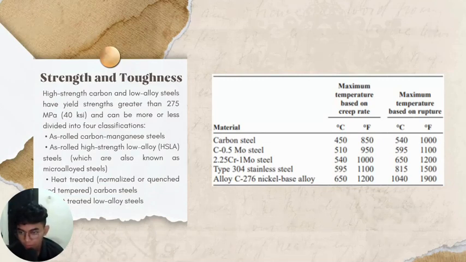It can be more or less divided into four classifications. The first one is as-rolled carbon manganese steel. The second is as-rolled high-strength low-alloy or HSLA steel, which is also known as micro-alloyed steel. The third is heat-treated, normalized, or quenched and tempered carbon steel. And the last but not least is heat-treated alloy steel, low alloy steel.